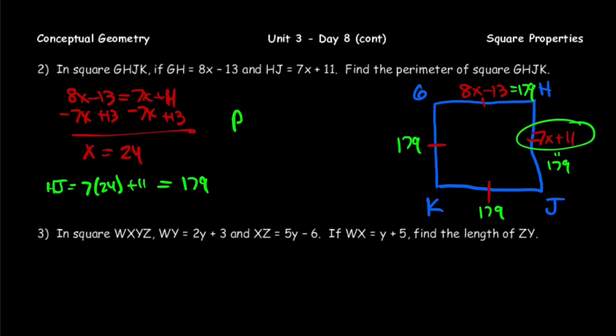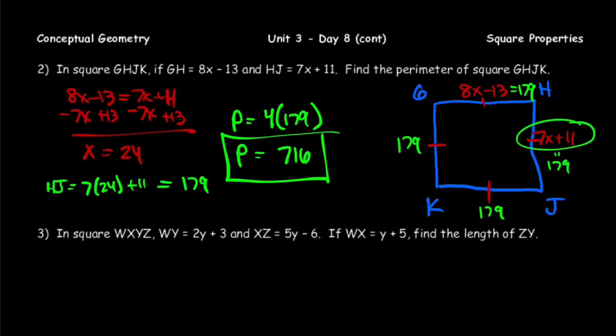To find the perimeter, I add all the sides, or since it's a square, I can multiply by 4. Either way, you get the same answer. I'm going to throw that into the calculator. 4 times 179 is 716. So that's the perimeter of that square.